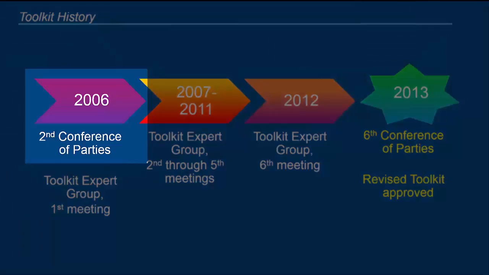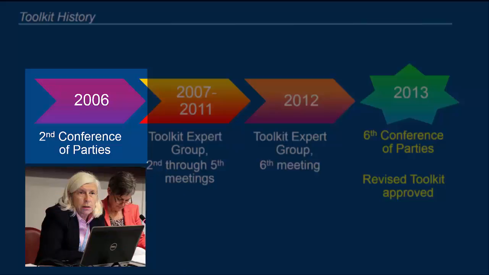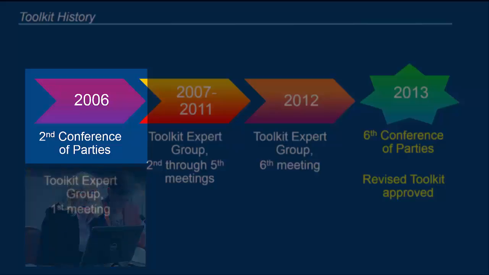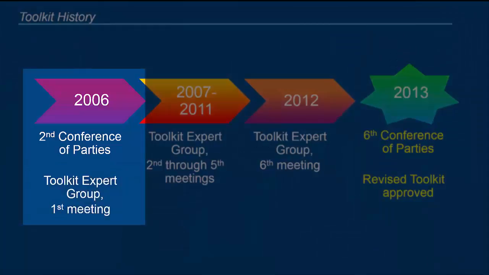In 2006, at the Stockholm Convention's second Conference of Parties, Dr. Fiedler introduced a proposal that the Conference of Parties endorse the toolkit. However, many national delegations, as well as IPEN and Greenpeace, contended that the toolkit had significant flaws and limitations. In response, the Conference of Parties tabled Dr. Fiedler's proposal and established an expert group to revise the toolkit. The expert group had its first meeting that same year.